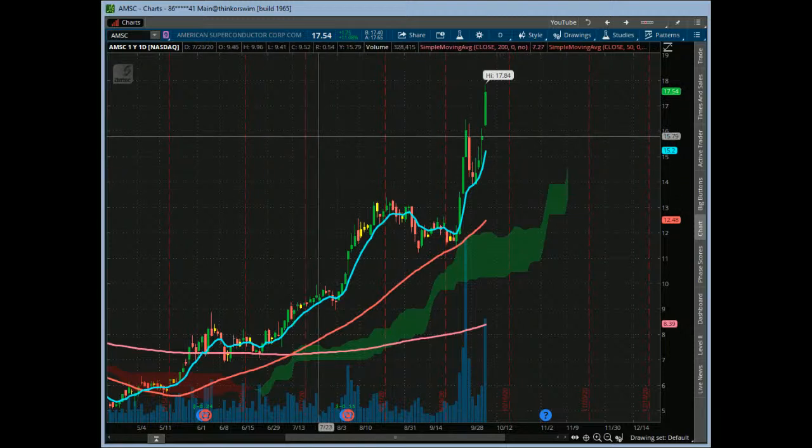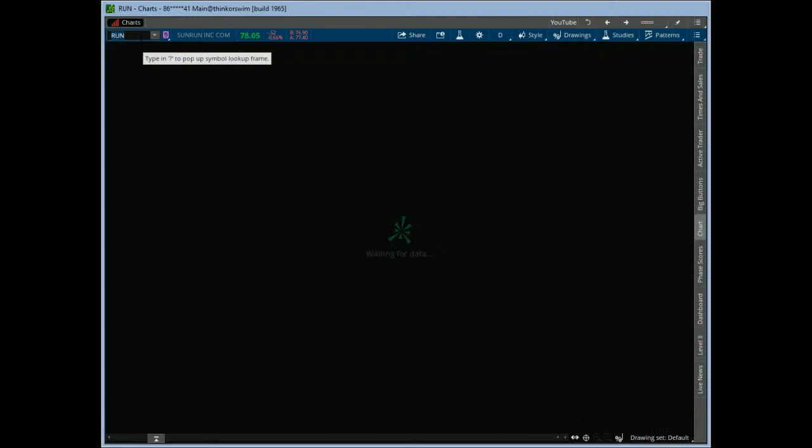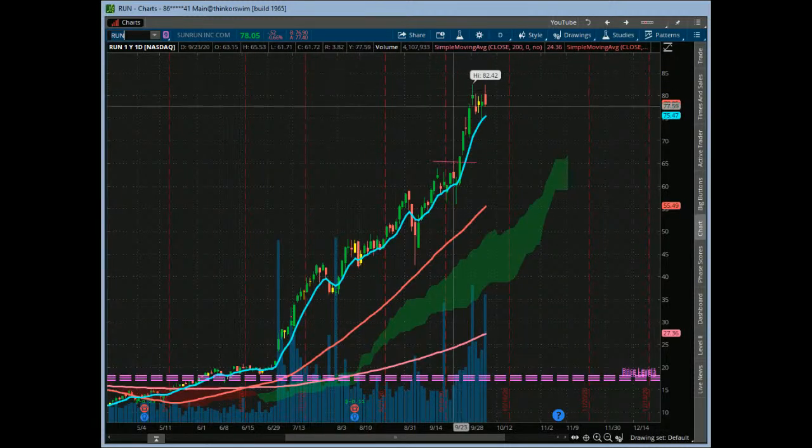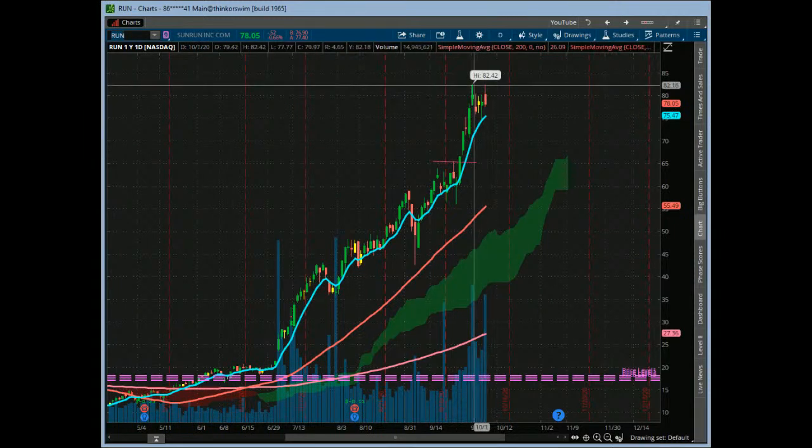So RUN, let's take a look. RUN has been pretty good right there. Again, these solar names have been super duper strong, right? So it continues to work its way back up. Kind of a nasty upper shadow right here, so a little bit of caution about these cat ears. See how those hold. It might still want to retest the 8-day on that one.